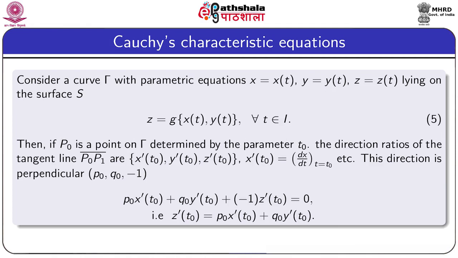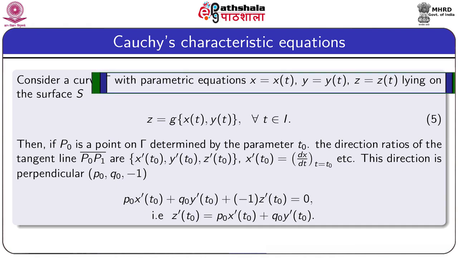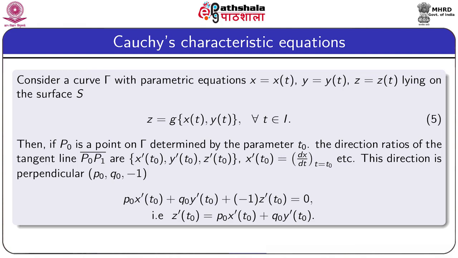Now, we want to derive Cauchy's characteristic equations. To derive that equation, we first consider a curve gamma, the equation of which is given in parametric form, where t is the parameter. So, x is some function of t, y is some function of t and z is also some function of t, and it lies on the surface S. Therefore, it will satisfy the equation of the surface. So, z equals g(x(t), y(t)) for all t belonging to some interval I.